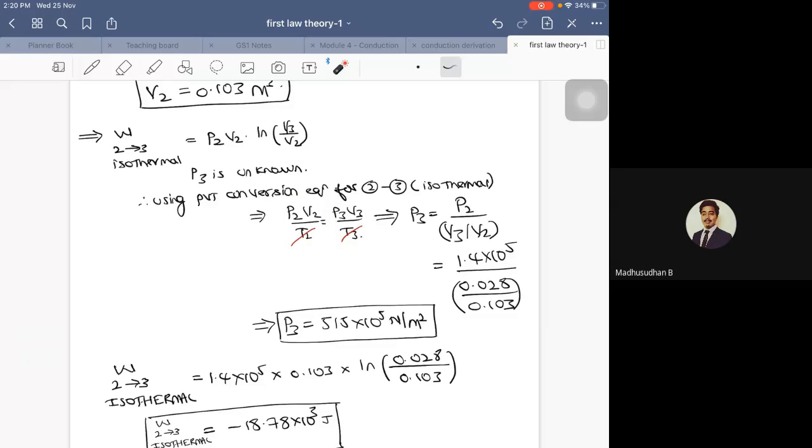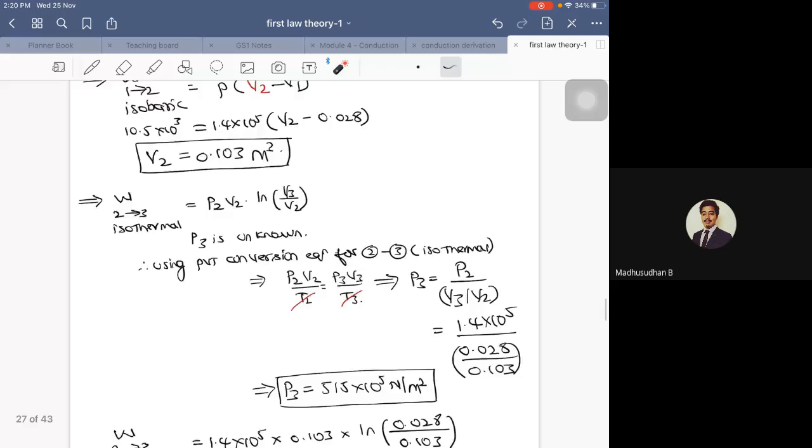Since the temperatures T2 and T3 are the same, because it is an isothermal process, you can cancel those. So P3 is equal to P2 divided by V3 by V2. By this, you can calculate the value of P3. Okay, that you can update back here.